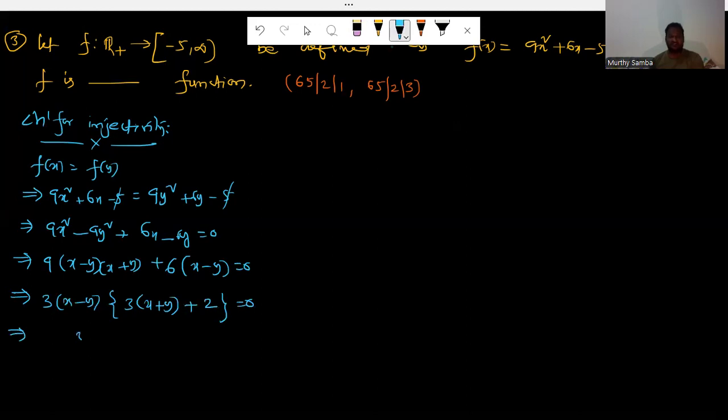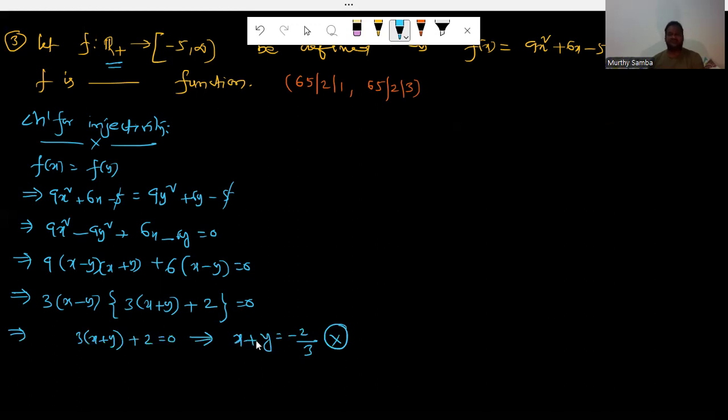That is 3 into (x plus y) plus 2 is equal to 0. From this, what is the value of x plus y? x plus y is equal to minus 2 by 3. But here, inputs are taken from positive real numbers, right? Do you find any pair of positive real numbers whose sum is negative? It's not possible, right? So this case is not possible.